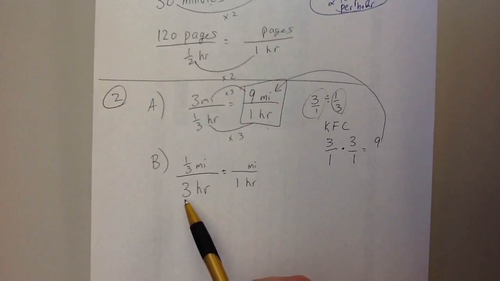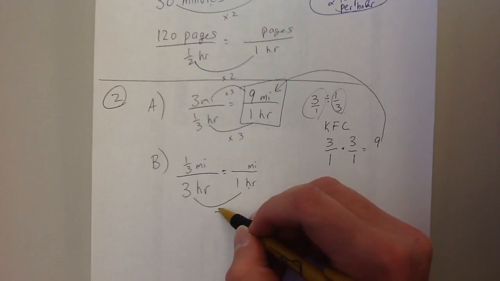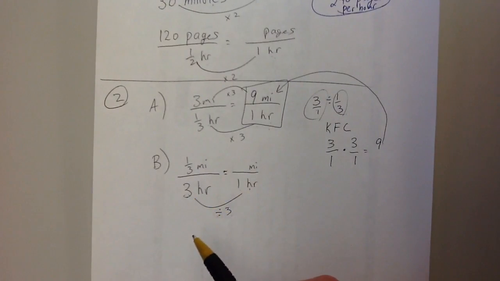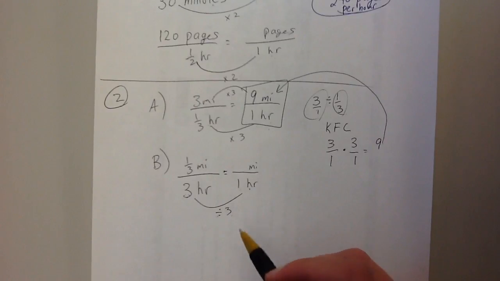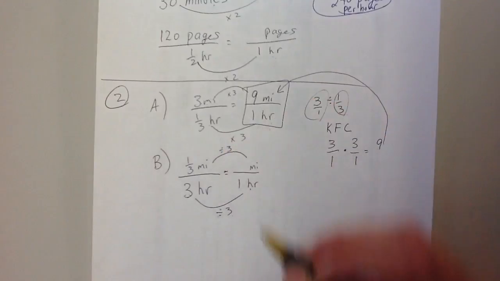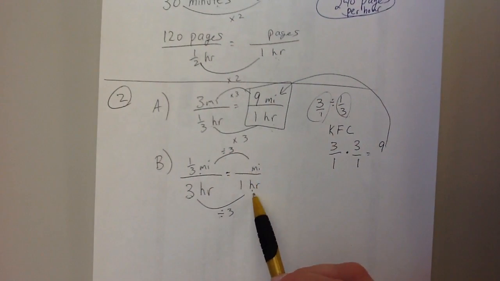And so I think to myself, how did I get from 3 to 1? What am I doing on the bottom? Well, I am dividing, right? I'm dividing by 3. 3 divided by 3 gives me 1. And so if I divide by 3 on the bottom, I also have to divide by 3 on the top so that I have an equivalent rate.